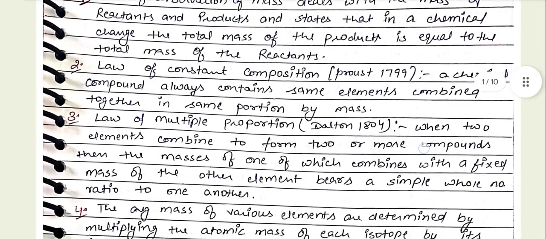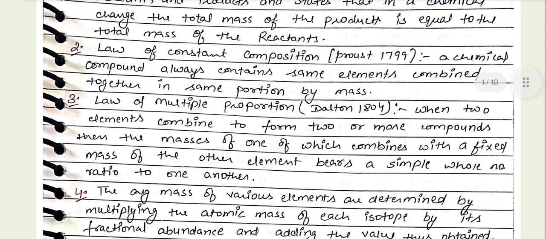Law of constant composition: a chemical compound always contains the same elements combined together in the same proportion by mass. Law of multiple proportions: when two elements combine to form two or more compounds, then the masses of one which combine with a fixed mass of the other element bear a simple whole number ratio to one another.